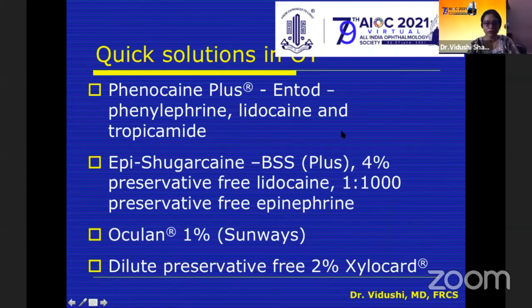Now, epi-Shugarcaine was something that was popularized long ago by Dr. Joel Shugar. This is a combination of BSS plus preservative-free lidocaine and preservative-free epinephrine. This can be used freshly made in the OT, but thankfully we now have ready-made solutions like Phenocaine Plus, which is available from Entod, and this has a combination of phenylephrine, lidocaine, and propylamide, all preservative-free, which can be injected into the anterior chamber. We also have Oculan, which is basically intracameral preservative-free lignocaine, which is available from Sundays. And there are other things that are coming up.